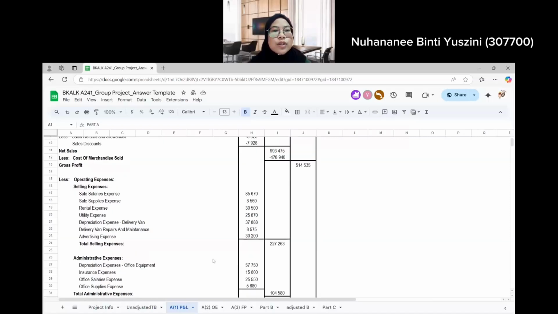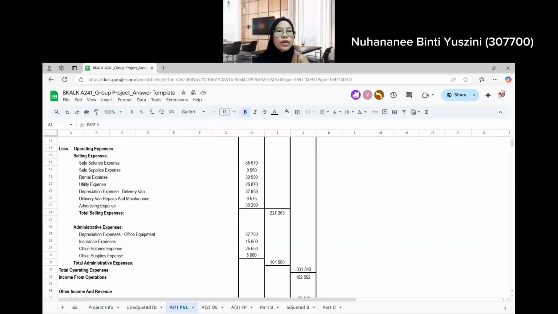The next step, like I said just now, even though we know they are expenses, we need to separate them into operating expense and non-operating expense, which is other income or expense. And within operating expense, we also separate into selling expense and administrative expense. So how can we differentiate between selling expense and administrative expense? Basically, selling expense is related to the expenses we incur to sell.